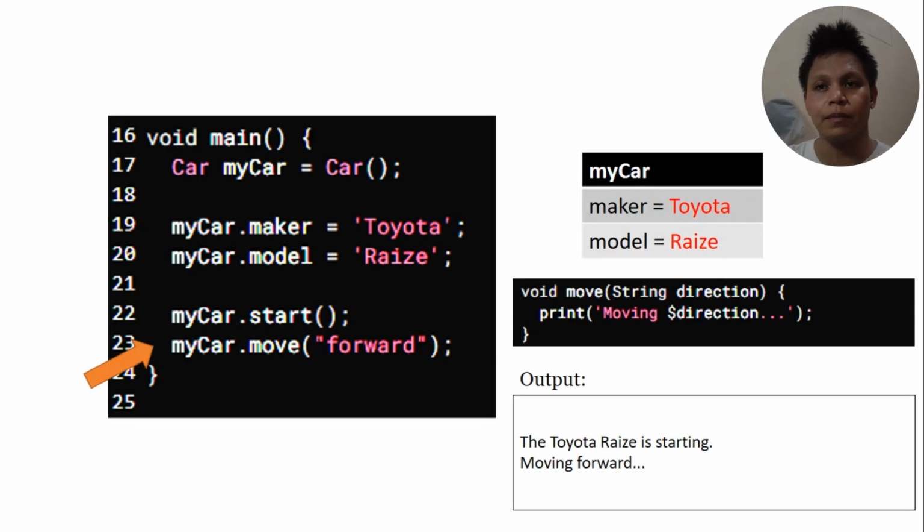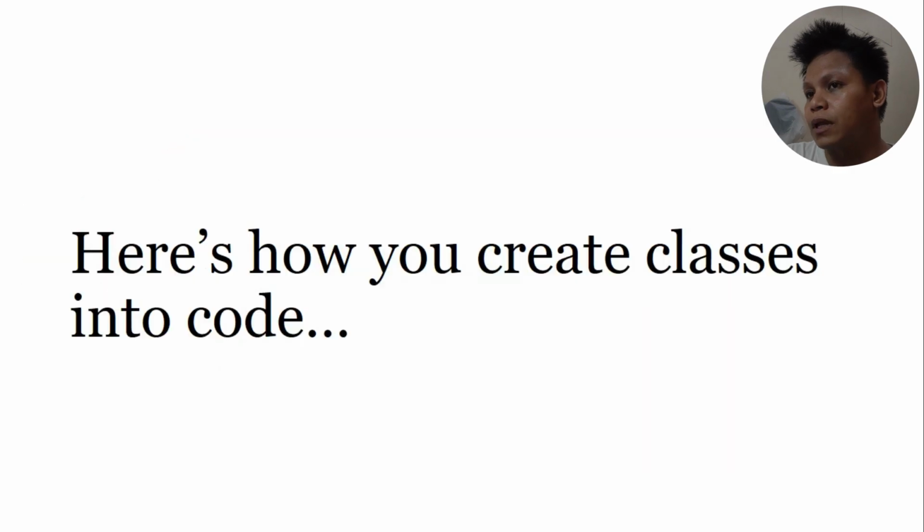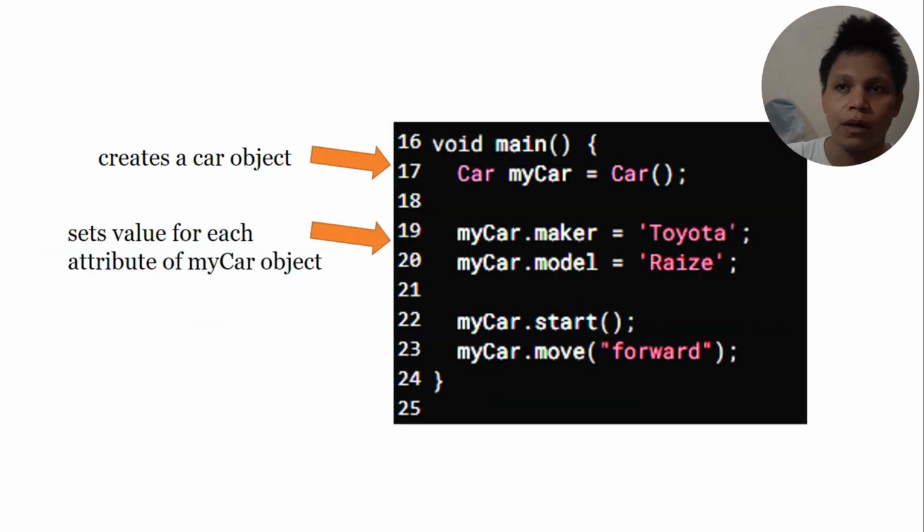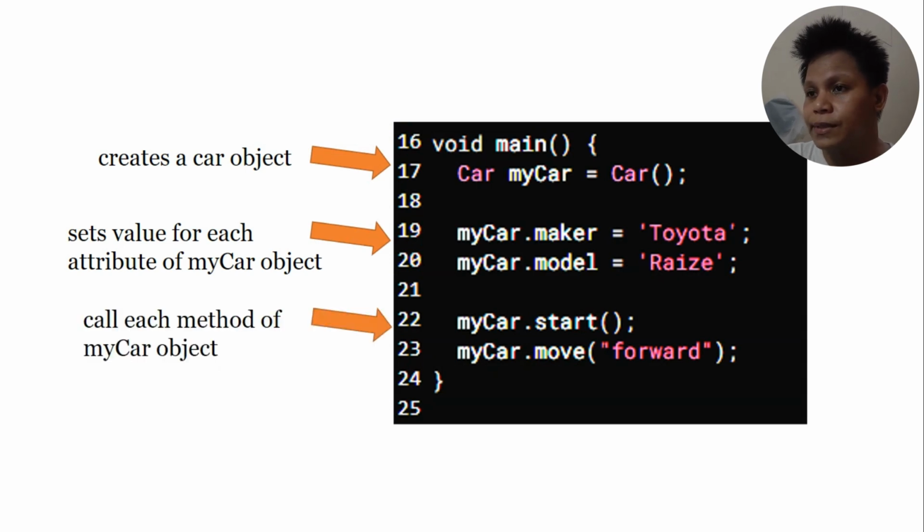So I hope that this time you have understood exactly how this main function works. Again, just to summarize, going back to our previous slide, it was just first we create a car object, then we set the values of the attributes sa object natin, and then we call each method sa car natin, sa object natin. Yun.